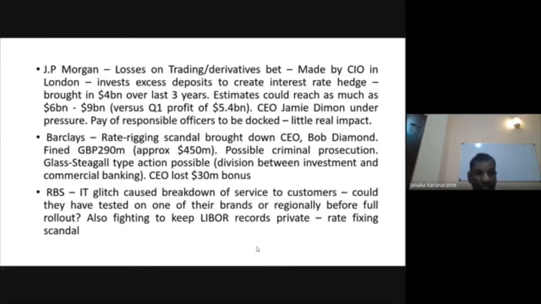RBS, Royal Bank of Scotland, again, there was a significant IT issue which broke down. So the IT issue led to the failure of service to customers. Again, ultimately it led to a problem with recording interest rates on LIBOR. As a result, there was a rate fixing scandal, which again caused some problems to the bank, and ultimately there were certain issues within the bank.